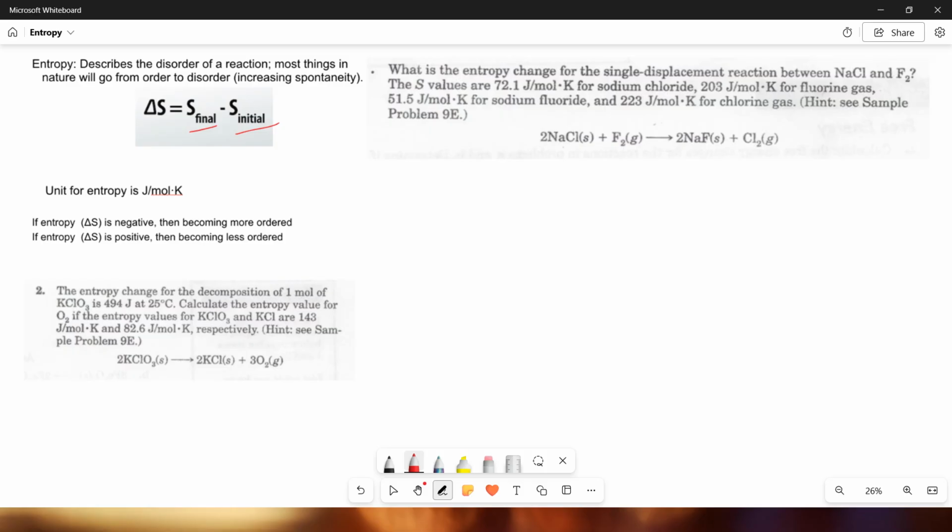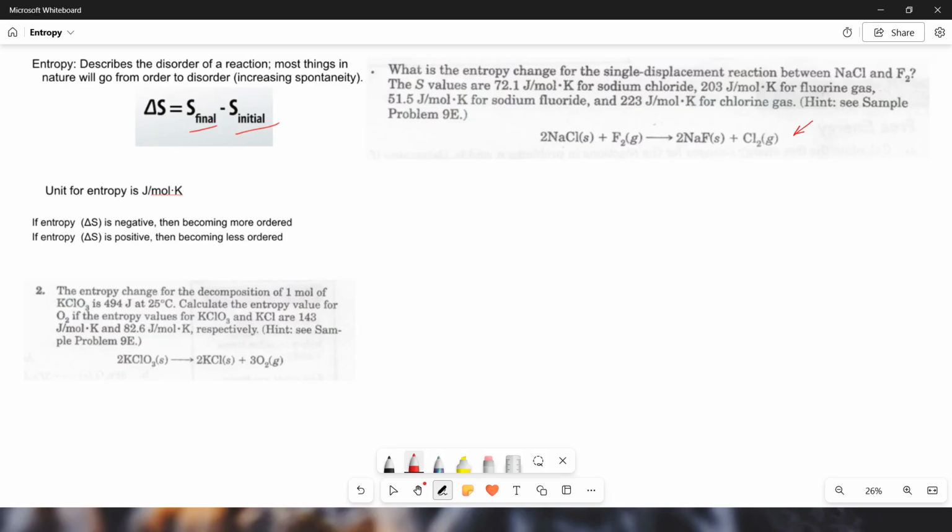Let's look at the problem set over on the right and solve this problem. I've specifically picked a problem that already had values for the entropies that we needed to use. Again, you can find values for your problems in an index of your book or in the chapter under thermodynamics. So it says, what is the entropy change for a single displacement reaction between table salt and fluorine gas? And the delta S values for sodium chloride and fluorine gas and sodium fluoride and chlorine gas are all listed. And they give us a balanced equation.